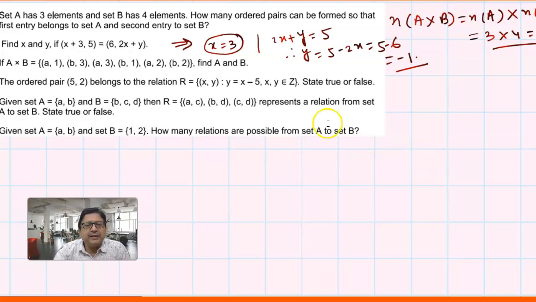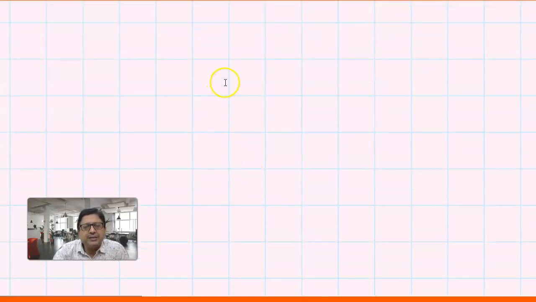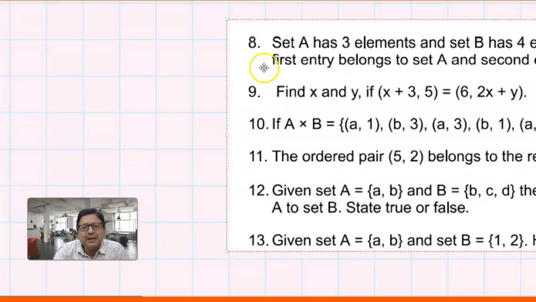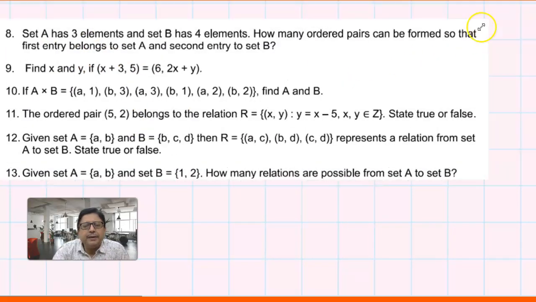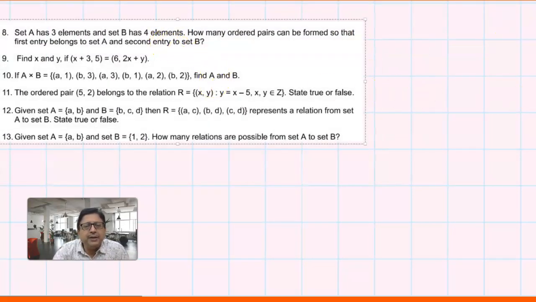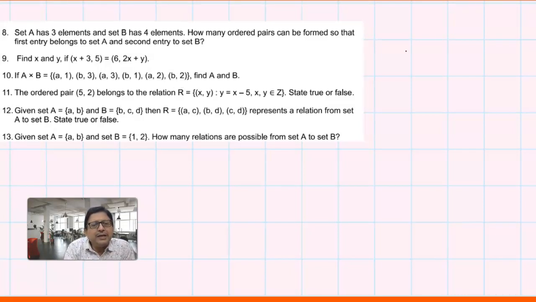In sum number 10, they have asked you to find the set A and B. See how to find it. A is given, B is also given. You need to find A and B. So the first element is always taken from the set A. So what are the elements taken over there? This A is taken, B taken, A again repeated, B again repeated. So you see there is variation in these two only. I mean, they are being taken once or twice or thrice like that.